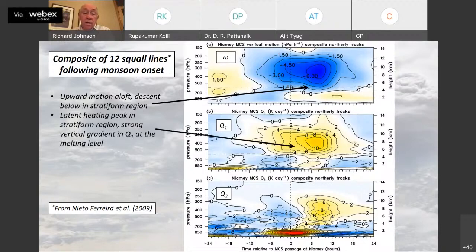Next. This is the apparent heat source field. You can see strong heating in the stratiform region, and then there's less heating at low levels, in fact even cooling in the stratiform areas in some locations. But there's a strong vertical gradient in the heating near the melting level, which is indicated by that dashed line. This strong vertical gradient in the heating is due to the cooling from melting. And that strong vertical gradient in the heating rate is important in creating potential vorticity, as we'll see in a moment here. The lower panel is the apparent moisture sink, which shows large values in the stratiform region. Next.